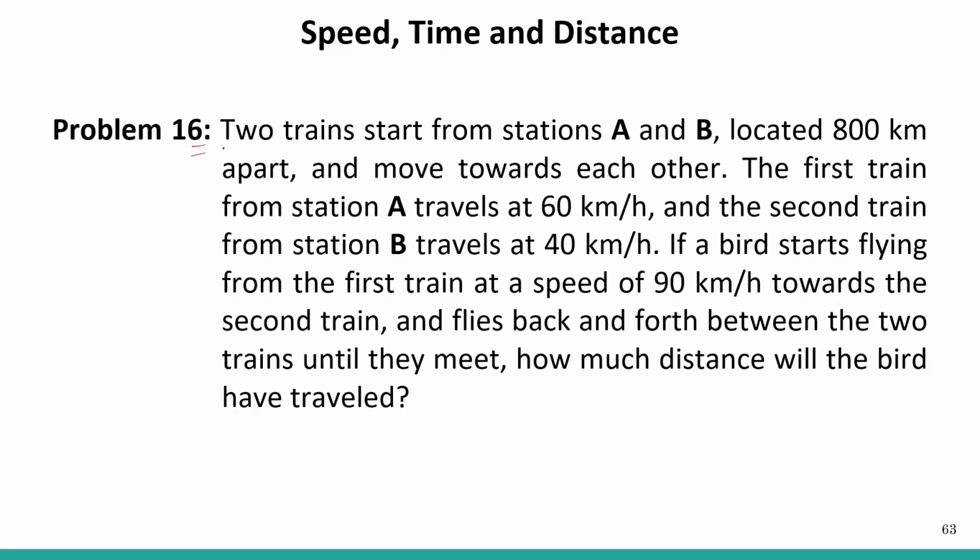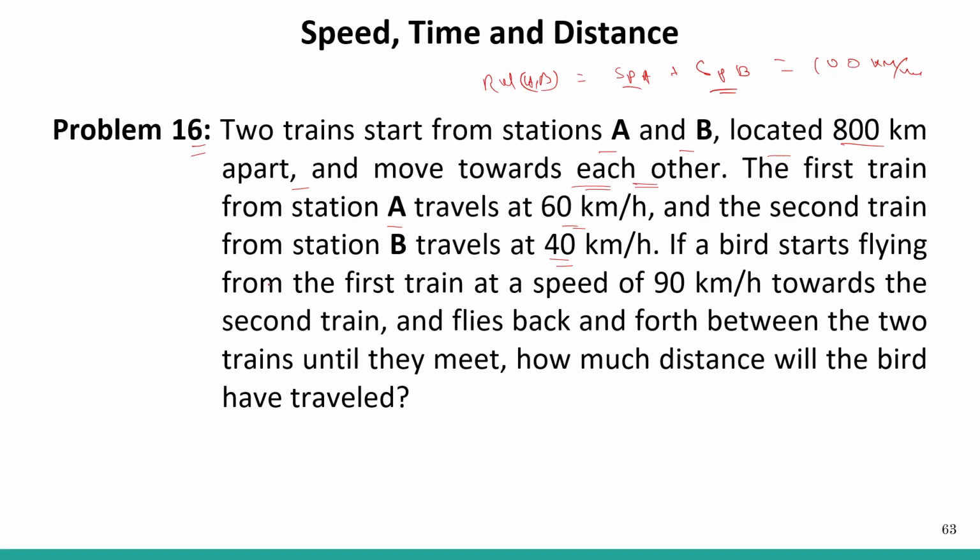Let's see problem number 16. So two trains start from station A and B located 800 km apart. Okay, so they move toward each other. Since they are moving towards each other, relative speed of A and B will be what? Speed of A plus speed of B, because they are moving towards each other, or in opposite direction. So the first train from station A travels at 60 km per hour and the second travels at 40. So it will be what? 100 km per hour, their relative velocity.